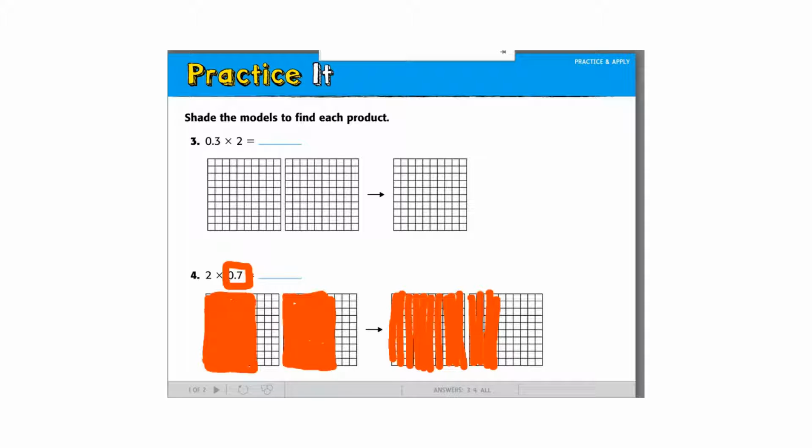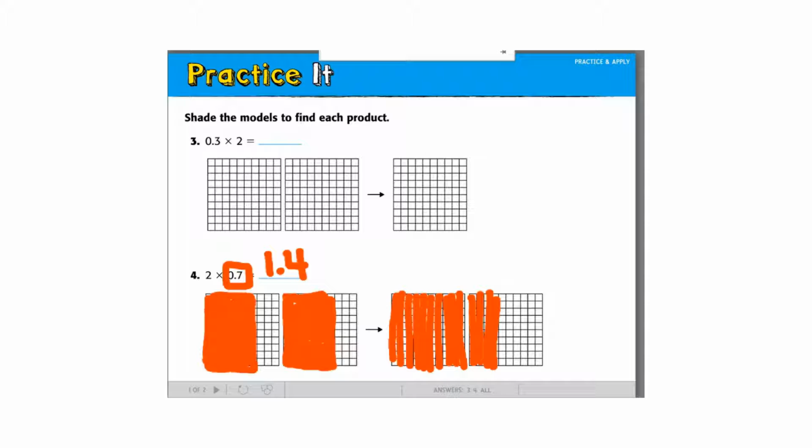So how much did I color in? Angelina? 1 whole and 4 tenths. What is 2 times 7? 14. And that's what I have if I took my decimal out, right? So that's a good way to check your work.